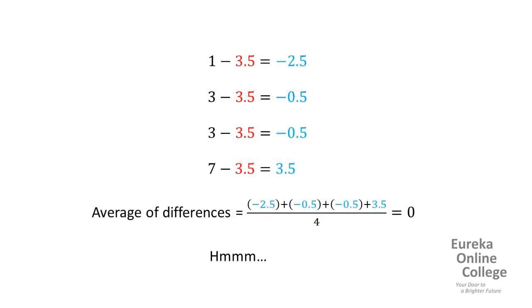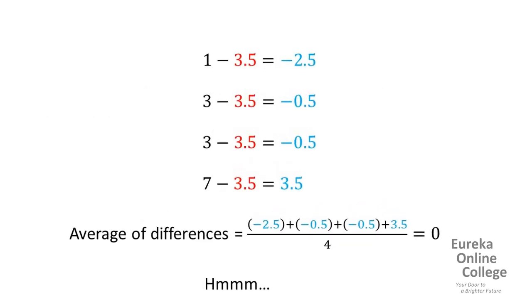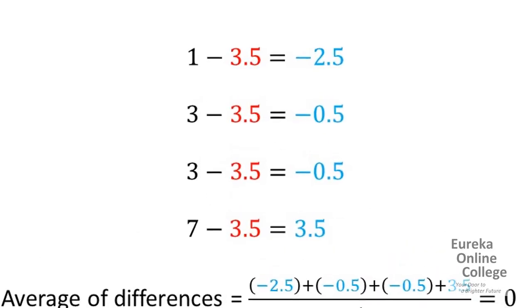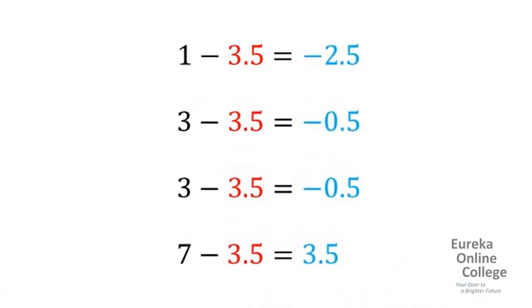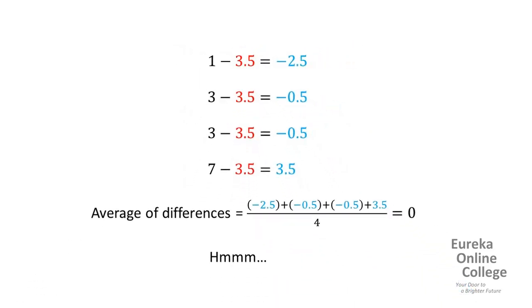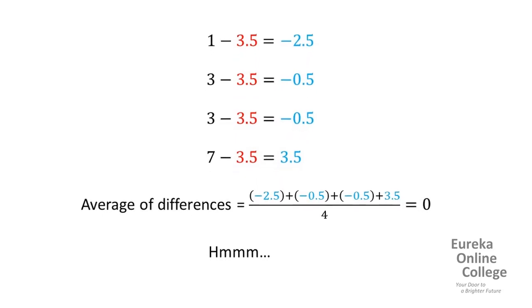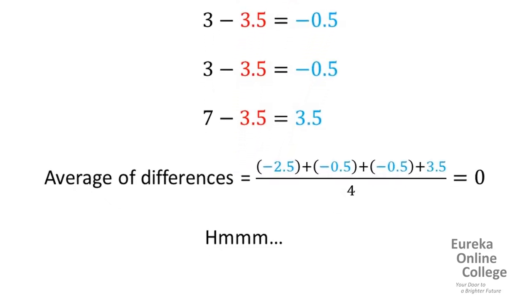So 1 minus 3.5 is minus 2.5, which I've got in blue there. 3 minus 3.5 is minus 0.5. And again, 3 minus 3.5 is minus 0.5. And 7 minus 3.5 is 3.5. So I've subtracted the average from each of those numbers, and each time I've got the number on the right, which is the blue number. So what I could try to do is take the average of these blue numbers, which is just the difference between each data point and the average.